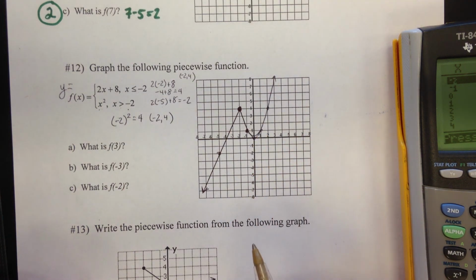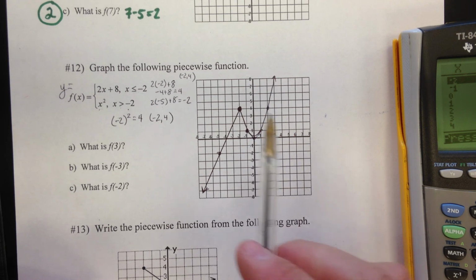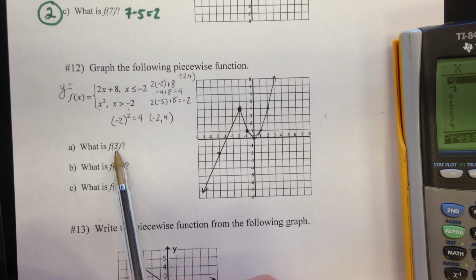So again, this is two different functions. The domain for this overall function is all the real numbers, negative infinity to positive infinity. And the range would be negative infinity to positive infinity for that. Okay, now what is f of 3?